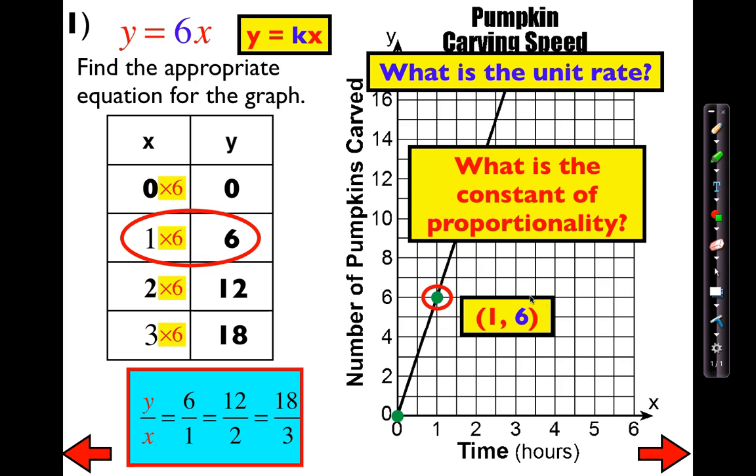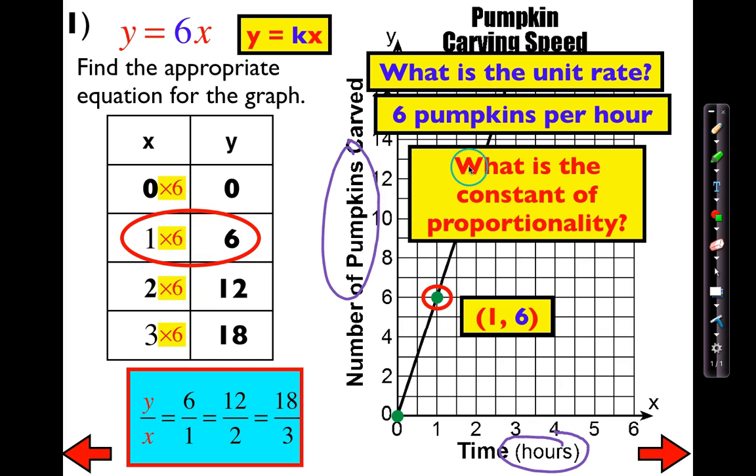So what's the unit rate? Well, we know the constant of proportionality is 6. Now it's just a matter of, okay, 6 what? Well, we like to do it as y over x. So I'm going to say 6 pumpkins per hour. So that's what I would write.